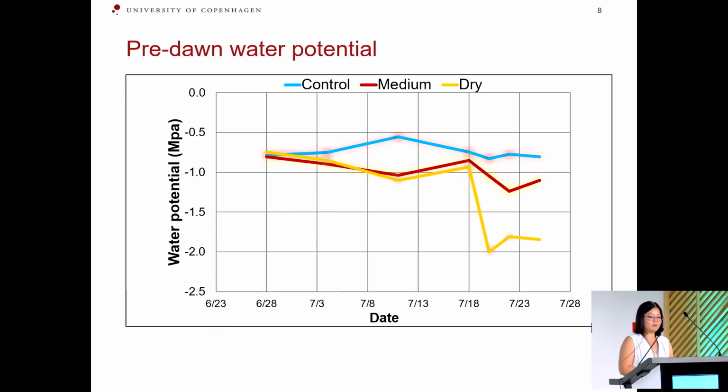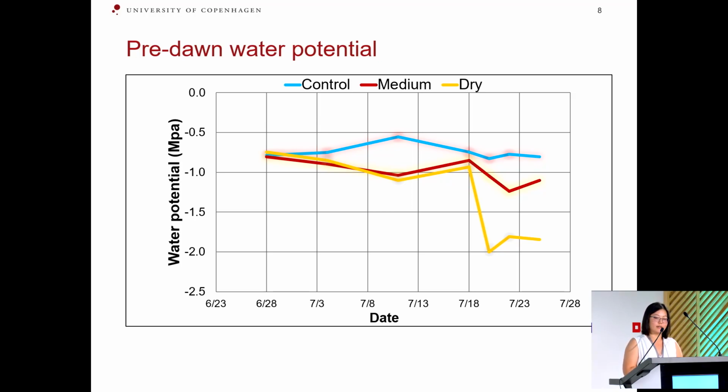The water potential shows that at the beginning, all the trees were watered to full capacity, so they had the same water potential. Then we continuously watered the control trees, but stopped watering for the dry treatment. And for the intermediate, the medium dry, we watered less frequently. After 22 days, you can see the dramatic drop in water potential for the dry treatment.